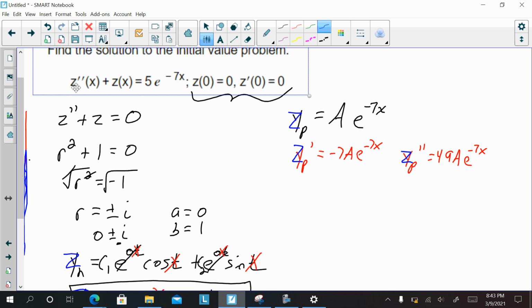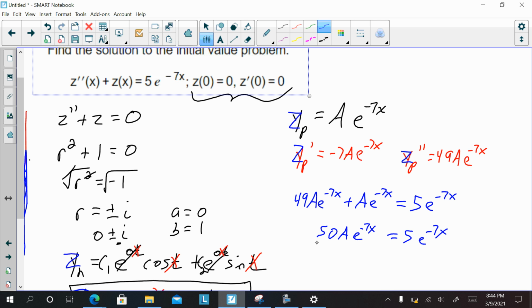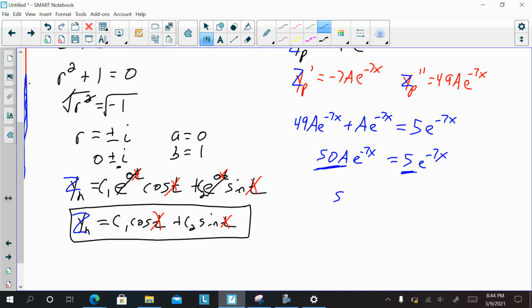So we're going to substitute in place of z double prime, 49a e to the negative 7x, in place of z, a e to the negative 7x, and on the right side, that's equal to 5 e to the negative 7x. So if we combine like terms on the left, we have 49a plus 1a, so 50a e to the negative 7x, and on the right, 5 e to the negative 7x. So this is the coefficient of e on the left. This is the coefficient of e on the right. So that means 50a and 5 must be equal. So if we solve for a, we get a is 1/10.